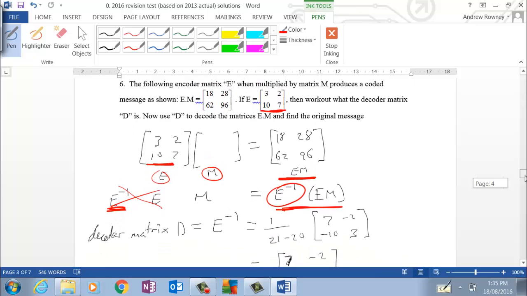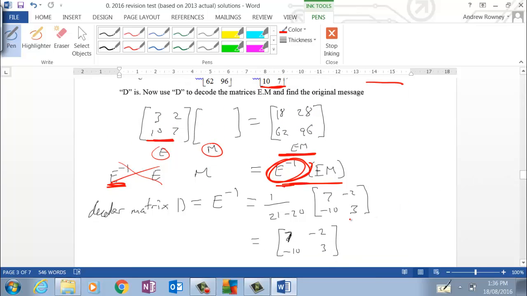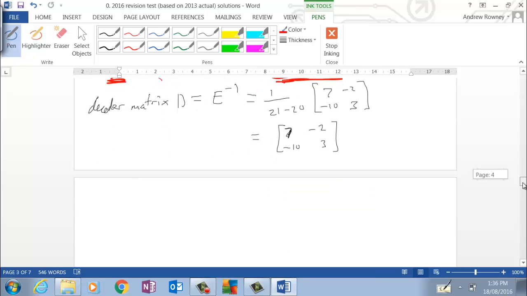So the question was work out the decoder matrix, and the decoder matrix simply is your E minus 1, so that's your answer there as the decoder matrix. We're going to have to actually pre-multiply that by the coded message to get our original message. But it's not asking for the original message, just the decoder matrix.